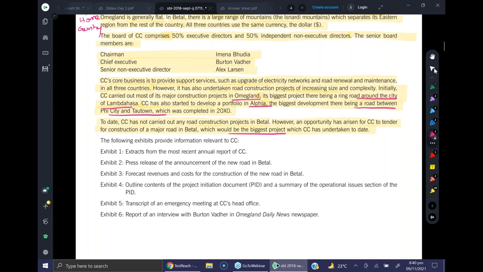Okay, so because as you know that this file I'm using is from the time when there was the paper-based exam for SBL. So it says that following exhibits provide information relevant to CC, but in the computer-based exam, the examiner says that the exhibits on left side has the information, and then on the left you will have these 6 exhibits in a computer-based assessment form, right? So you can open exhibits one by one.